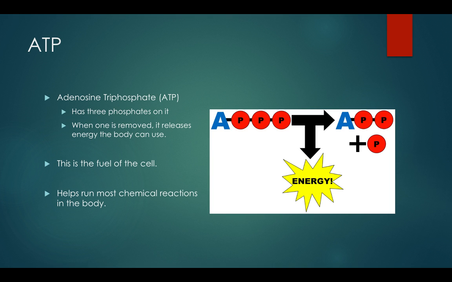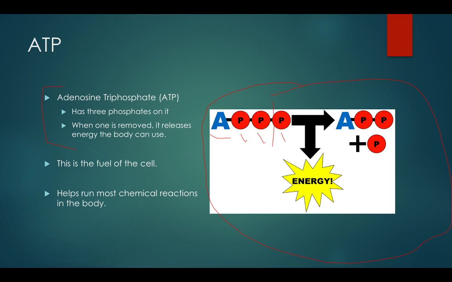So, starting off, what is ATP? ATP is a molecule we call adenosine triphosphate, and adenosine triphosphate is basically this molecule right here. It is going to be an adenosine molecule that has 3 phosphates attached to it. And what happens is that when one of those phosphates is broken off of the molecule, it makes a lot of energy, and that energy is something your body can use.